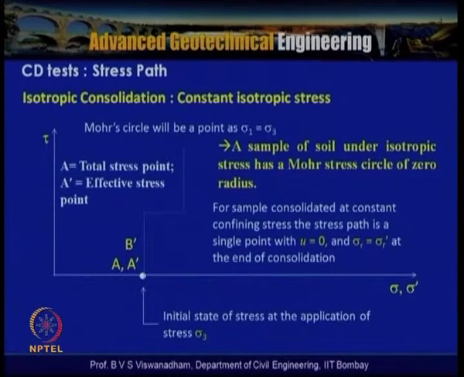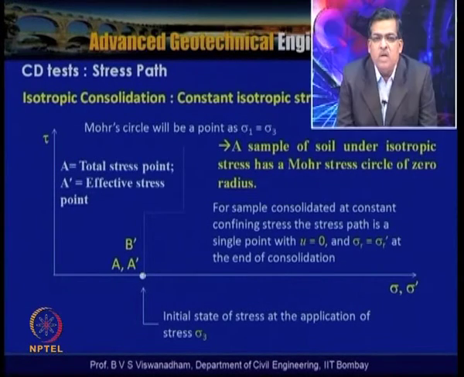Now let us consider the consolidated drained tests and stress paths. When we have isotropic consolidation, the constant isotropic stress, that means we have equal stress in vertical and horizontal directions. In that case, the Mohr circle is nothing but a point. A sample of soil under isotropic stress conditions has a Mohr circle of zero radius, which is nothing but a point.